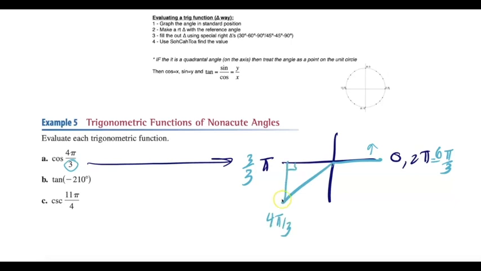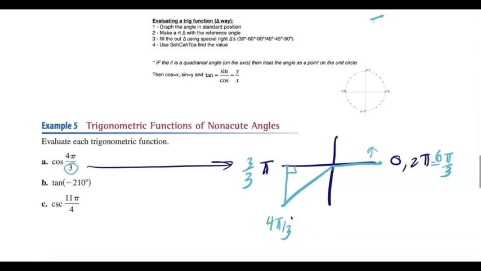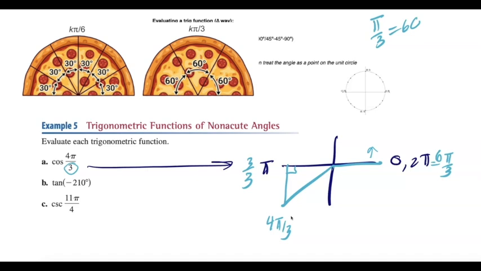Make a triangle. The reference angle, remember, you're in radians, the reference angle should be known. Pi over 3 is always 60. Pi over 4 is always 45. And pi over 6 is always 30.